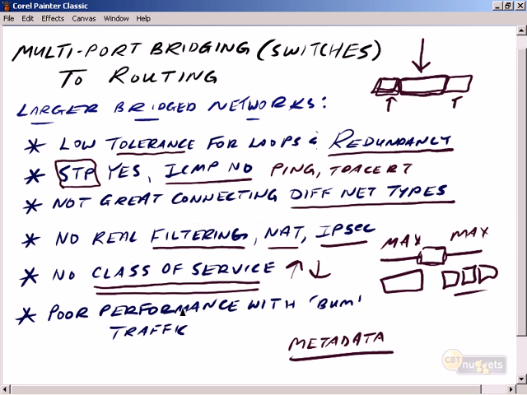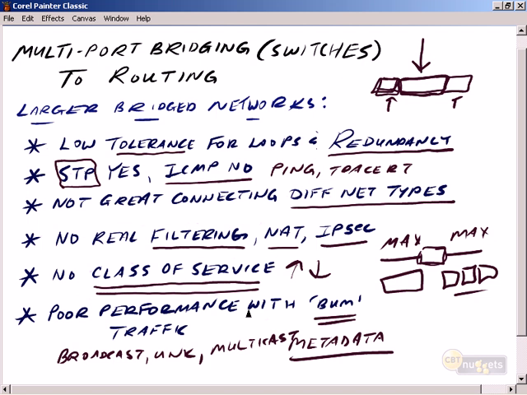And also, these multi-port bridges or switches were really bad with what we call bum traffic, okay? If you had a lot of broadcast traffic, which meant all the devices are trying to talk to all the other devices, or unknown traffic, or if it was multicast traffic, which kind of came later. We'll talk more about that. That's our bum traffic. Well, if you have that kind of traffic and you're using just multi-port bridges, you're going to have poor performance, okay?